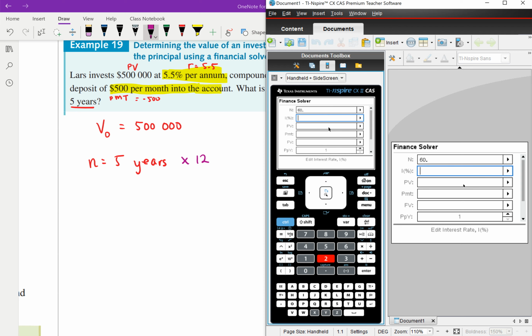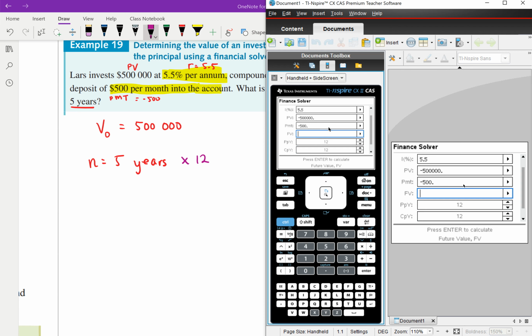I, which is the rate, is 5.5%. Present value, well, we put in 500,000, didn't we? Lars put in 500,000, and just notice my mistake there. 500,000 is money out of his pocket, so it should be negative 500,000. And then payments is negative $500 per month, because that's coming out of his pocket and going into the bank account. And then PPY, always make sure to fix this before you get the answer for the future value. PPY we knew was 12, the number of payments they make per year. And CPY is the interest that's calculated, often the same. Okay, so we're going to go back to our future value.